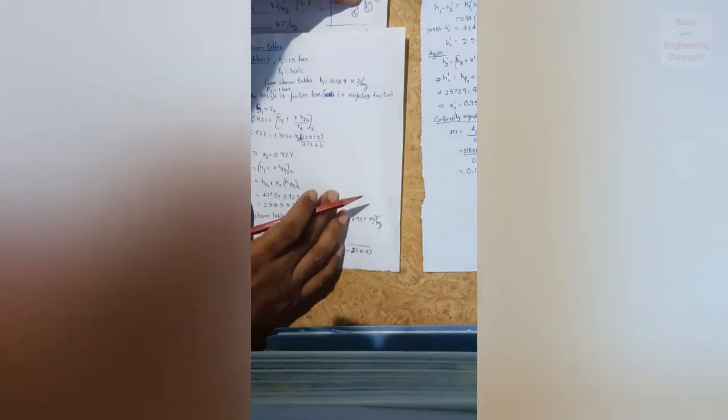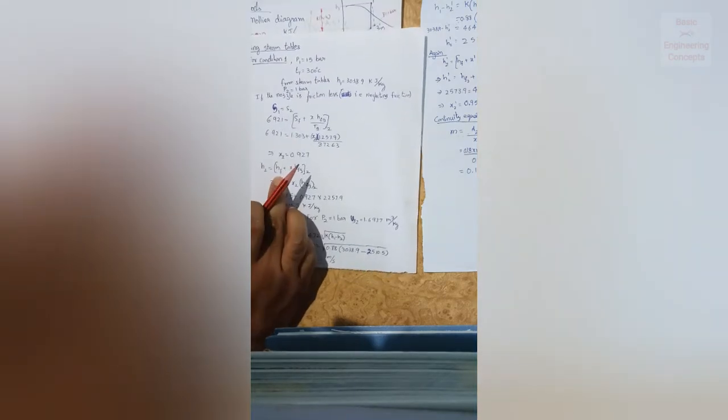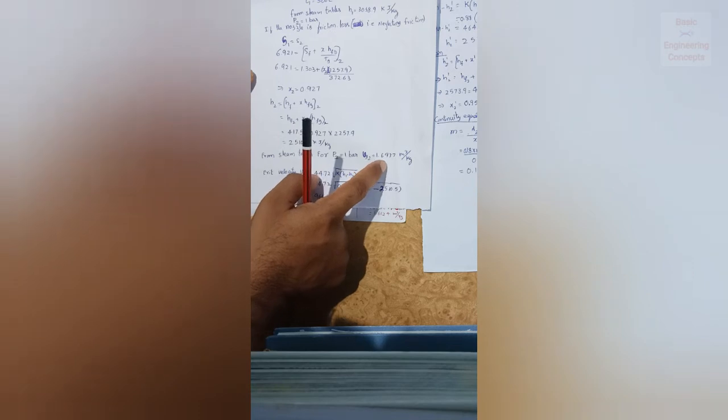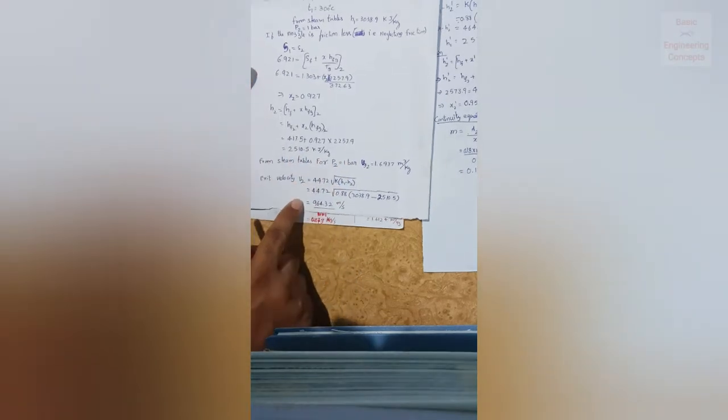Now after getting X2, you have to find the H2 value. What is the value of H2? Hf plus X times Hfg2. So you are getting the H2 value. From steam tables, P2 is equal to 1 bar and Vg2 is 1.6937 meter cube per kg. So you are getting these two values again from steam tables. So exit velocity V2, this is the formula. You are getting the exit velocity as 964.32 meter per second.